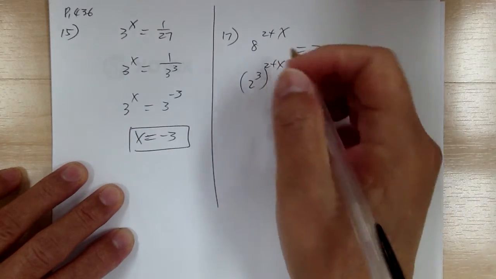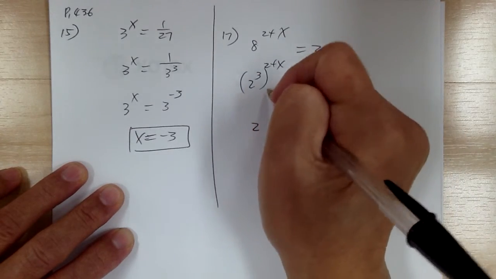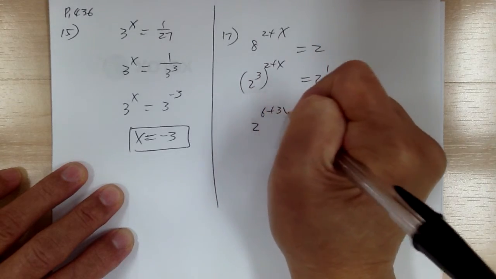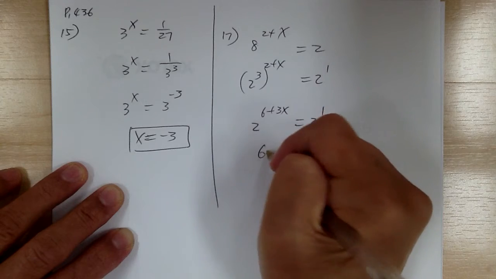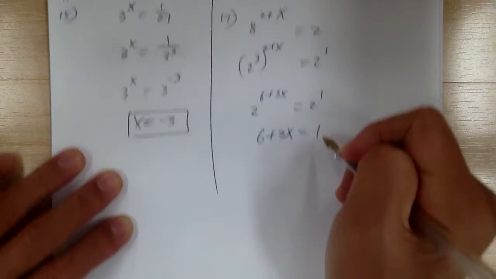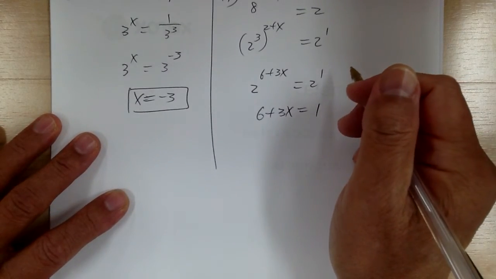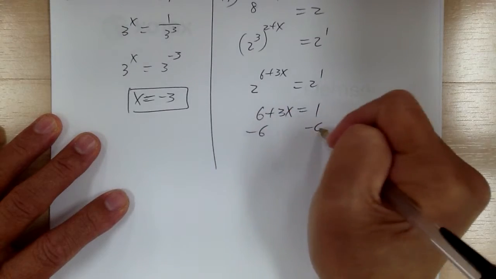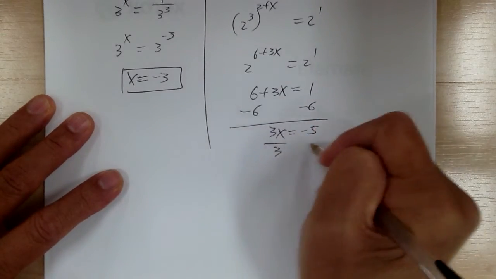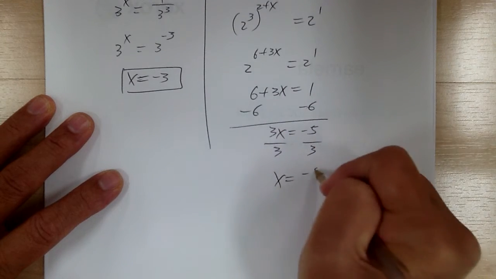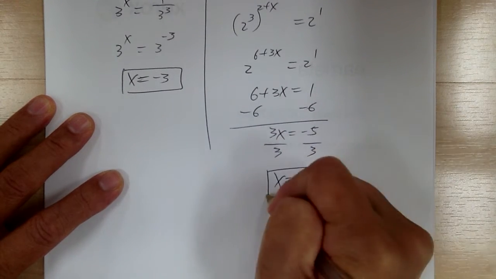Then you apply the power rule. So you're going to get 2 to the 6 plus 3x equal to 2 to the 1. So by matching, you're going to get 6 plus 3x equal to 1. And then you minus 6 on both sides. So you got 3x equal to negative 5, divided by 3, so x equal to negative 5 over 3.